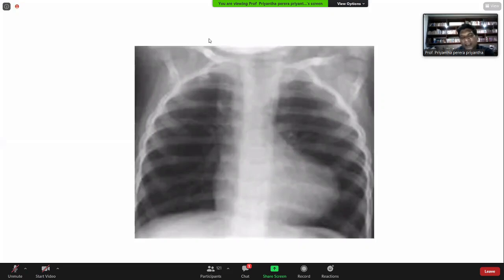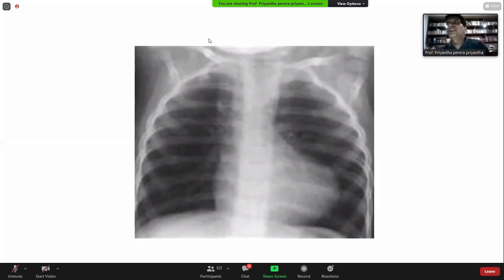Lung fields are more black. Why are they more black? Due to the pulmonary stenosis. So reduced blood flow to the lungs, because of the pulmonary stenosis. So the lung fields become more blackish, with less blood in the lungs. You call that pulmonary oligemia. Right? So in PS, there is pulmonary oligemia.